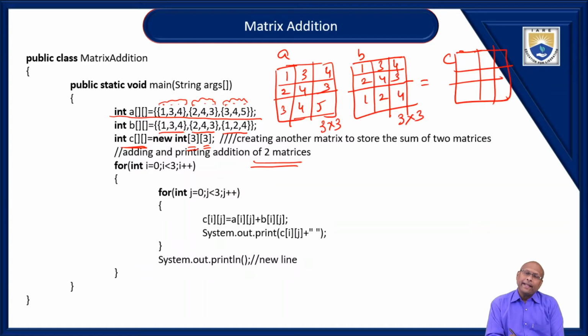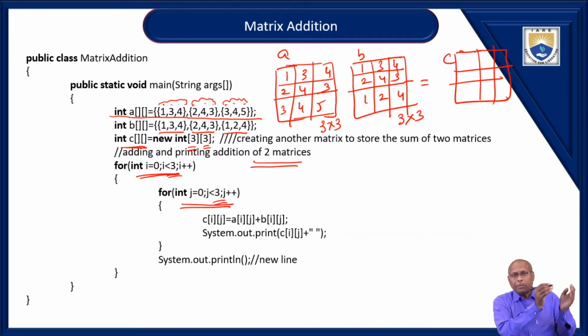Now when you want to add two matrices, what do you have to do? First put an outer loop. This loop starts from 0 until less than 3, i plus plus. That means there are 3 rows. I equal 0, i less than 3, i plus plus, because I have to add row by row. For every row, how many columns are there? Again, 3 columns. So this will repeat 3 times. So I am adding first row, then second row, then third row.